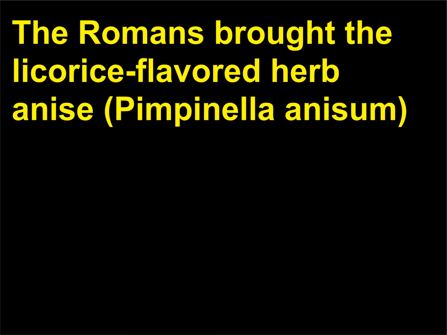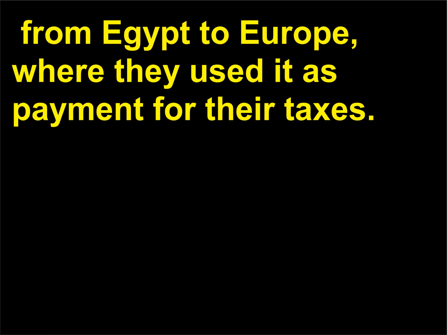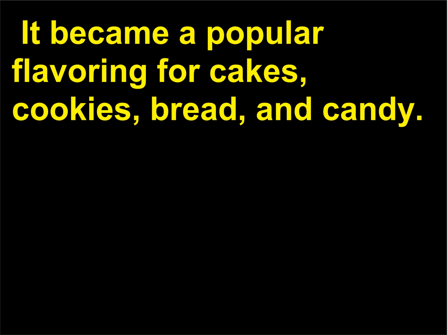The Romans brought the licorice-flavored herb anise, Pimpinella anisum, from Egypt to Europe, where they used it as payment for their taxes. It became a popular flavoring for cakes, cookies, bread, and candy.